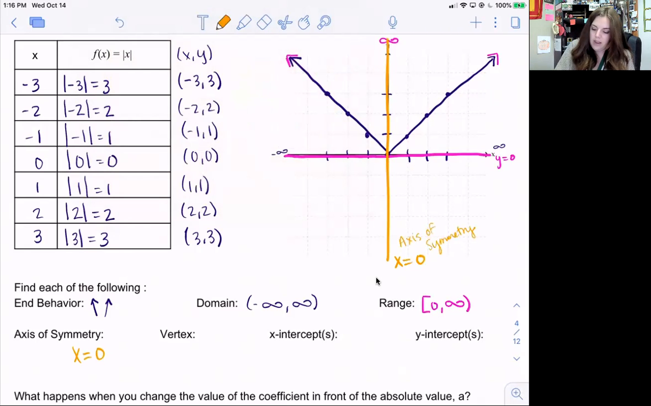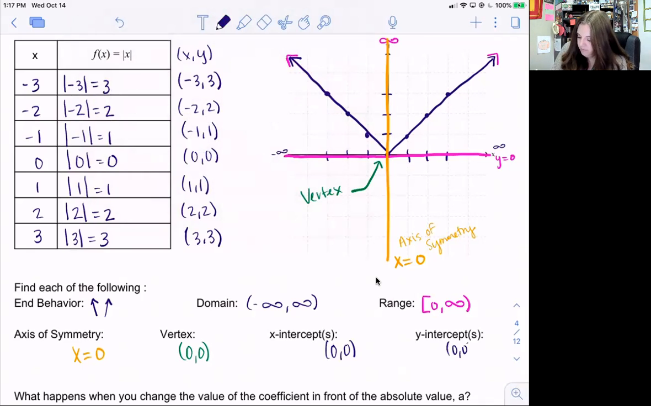Okay. Now we have the vertex. The vertex is the bottommost or topmost point of the graph, and that ordered pair is 0, 0. Now we want to look at where our graph crosses the x-axis. It's crossing the x-axis at 0, 0. And where is it crossing our y-axis? That also is 0, 0.